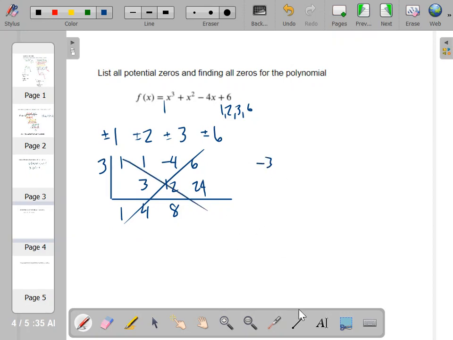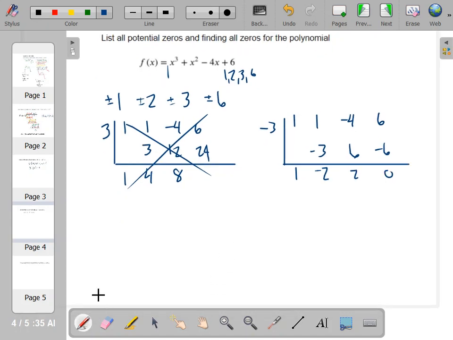What if we try negative 3? And sometimes you might have to try a bunch of different things. But let's see. Negative 3, 1, 1, negative 4, 6. So bring down the 1, negative 3, negative 2, 6, 2, negative, hey, we got 0. So since negative 3 worked, that is one of my factors.